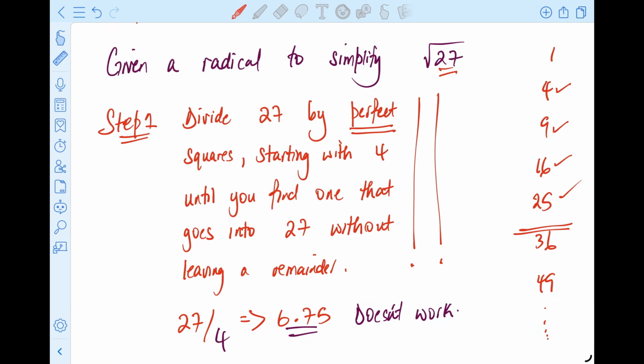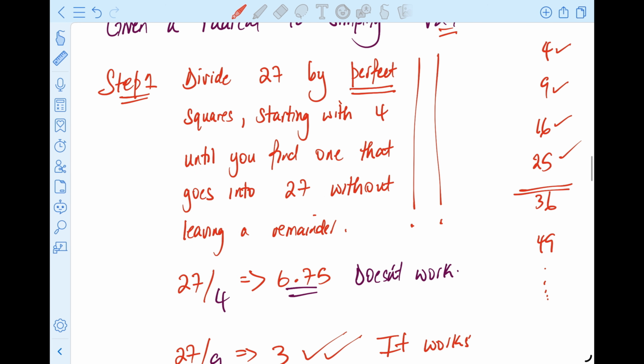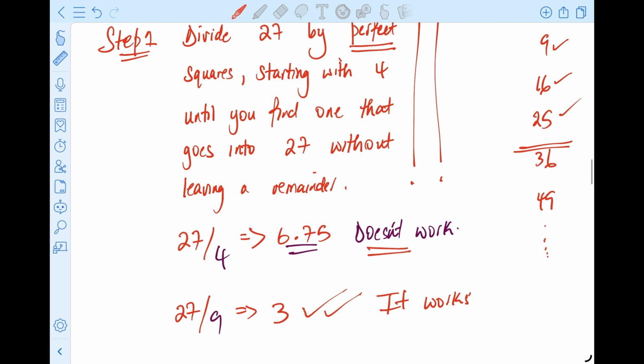And what I recognized was this. When I divide 27 by 4, I got 6.75, right? This does not work because it must go into it without leaving a remainder. Then the next one I tried was 27 divided by 9, and I got 3. This works. It works because 9 goes into 27 3 times without leaving a remainder. That's what we're looking for.